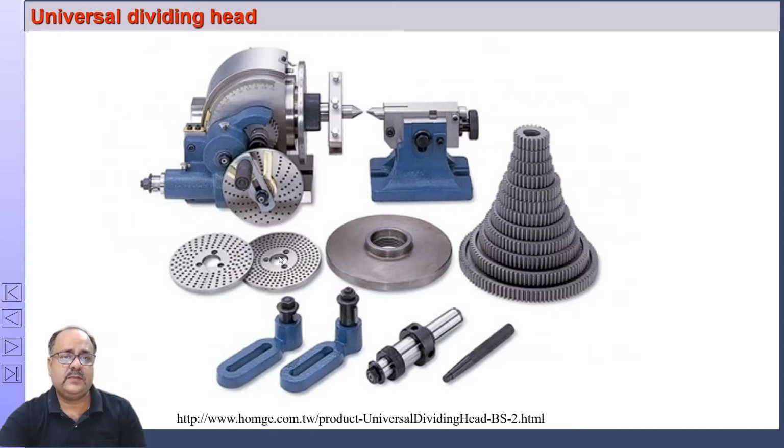These are the index plates. You can see the index plates here. This is a table. This is the tailstock. So the work will be held between the headstock and the tailstock. The dividing head will act as a headstock, and this is the tailstock. These are the change gears which will be required. These are the gears used for differential indexing.